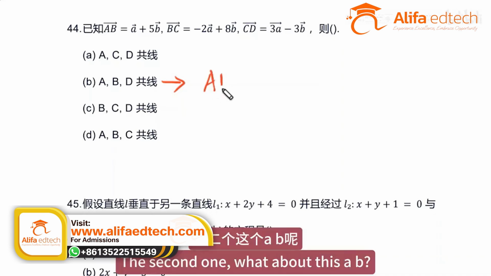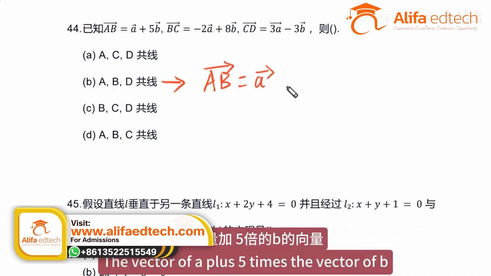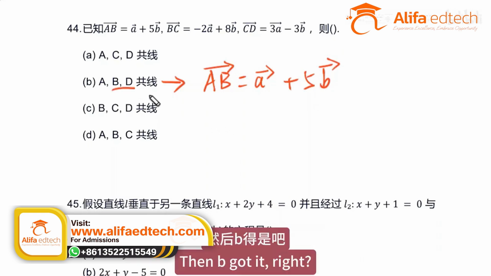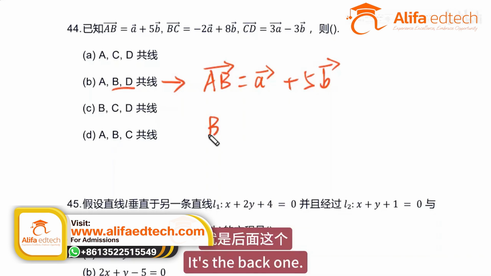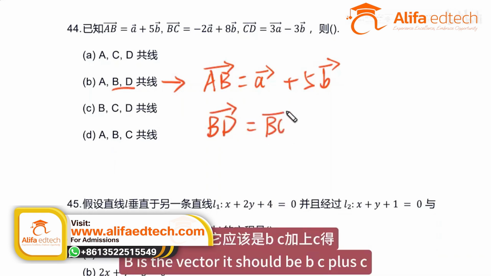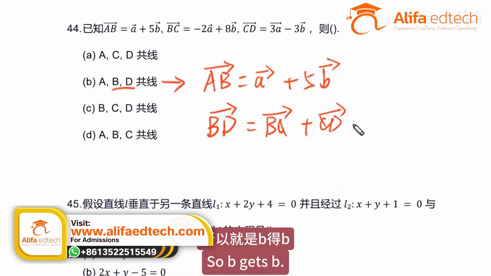For the second one, AB, we don't need to look for it, right? AB is already written out. Vector A plus 5 times vector B. And then you get, right? It's the one after this. As for this, the resulting vector should be BC plus CD. Right? The C cancels out, so that's what you get.